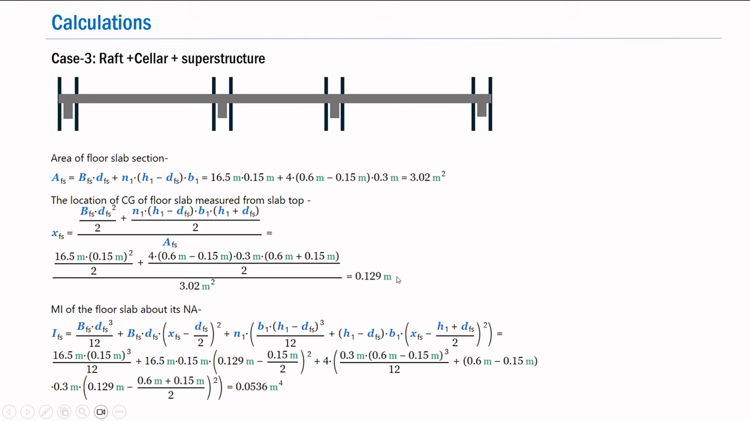Having calculated the neutral axis, we are ready to proceed to the calculation of the moment of inertia of this shaded section about the neutral axis. And this is computed using the same formulation, that is, the total MI is equal to the MI of the floor slab plus 4 times the MI of these beams. And again we will use the same parallel axis theorem. Substituting the various values of the parameters, we calculate the MI of the floor slab about its neutral axis as 0.0536 meter raised to 4.